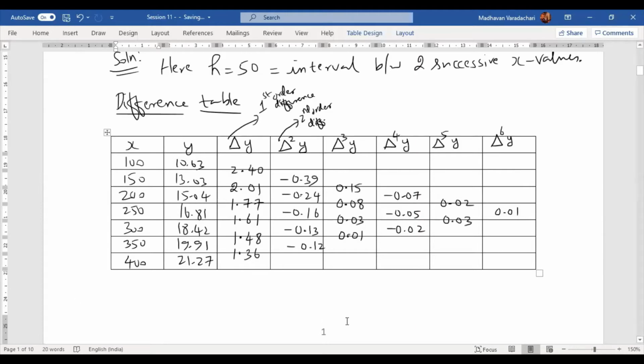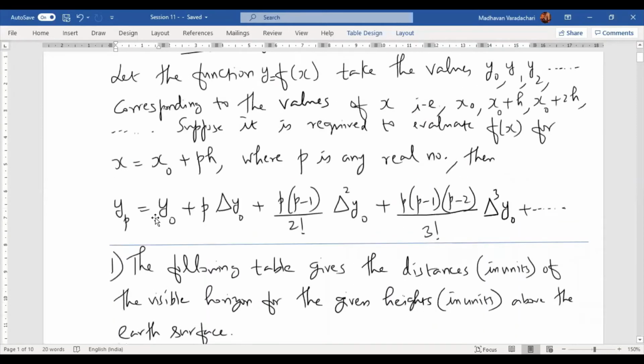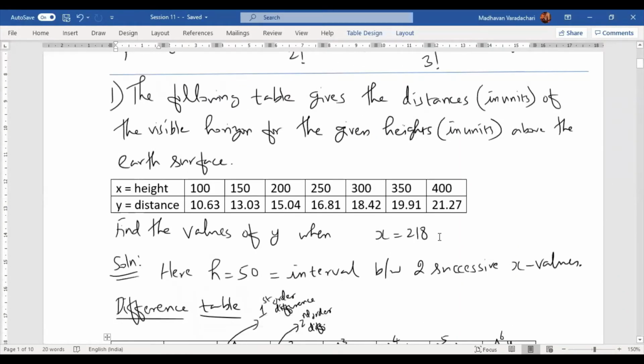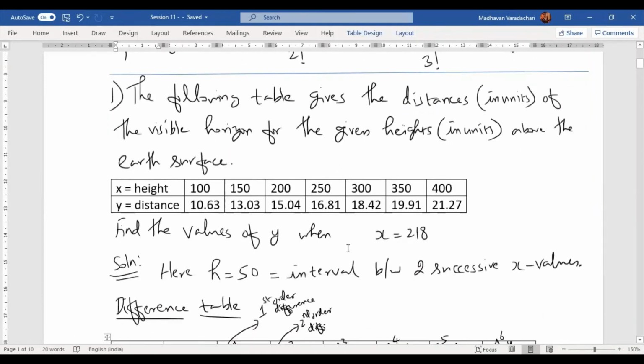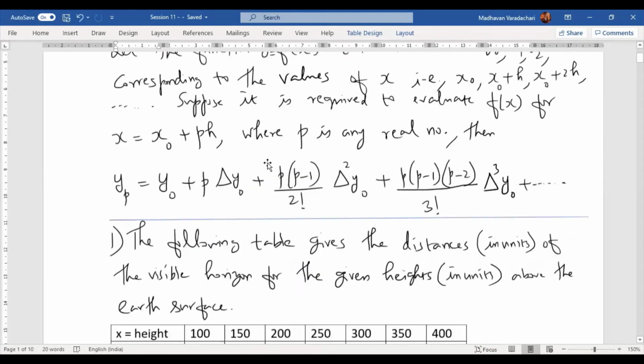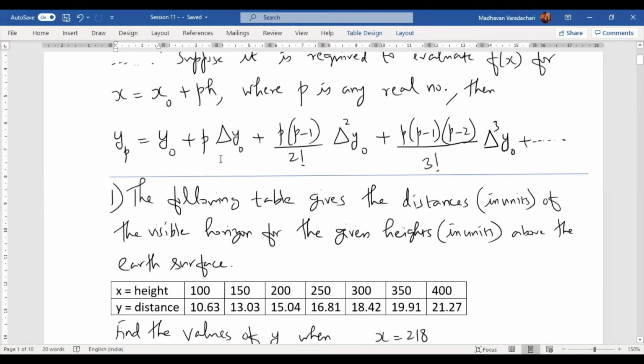So what is the formula we are interested in? We are supposed to find, when x is equal to 218, what will be the y value? Find the value of y when x is taking a value 218. 218 comes in between 200 and 250. For that reason, we will be using forward interpolation, because this data has totally 7 entries, and if 218 comes before the fourth value, it is coming in the beginning. So we'll be using the forward interpolation formula. And there is a common interval, because every gap is 50 only. For that reason, again, we are going to use this particular formula.